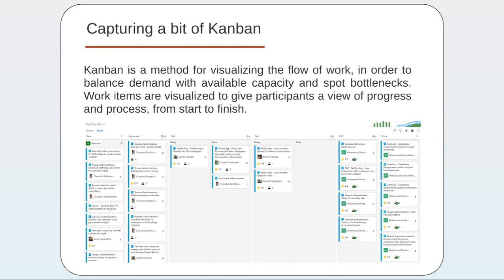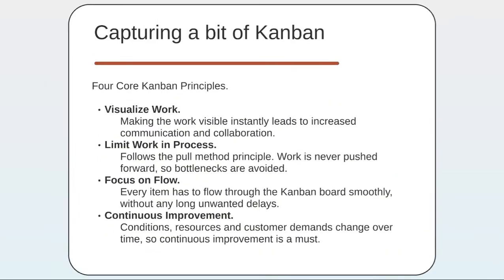In pure Kanban teams, they mostly have a physical Kanban board, like a whiteboard with sticky notes representing PBIs, although we have the Kanban board in Visual Studio Online. There are 4 Kanban principles which govern the process: visualizing work, limiting work in progress, focusing on flow, and continuous improvement. Visualizing work means, just like I spoke about in the last slide, it makes work visible instantly, and it leads to increased communication and collaboration. It helps team members get an idea of what the project is going through.